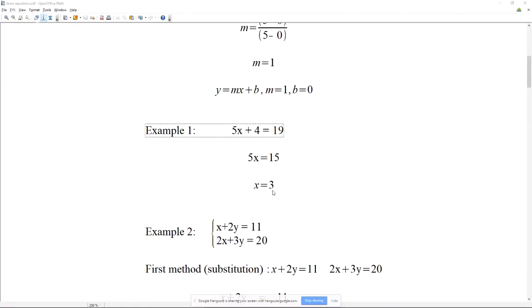Now, you should always validate and verify your answer, which I didn't do here for sake of space, but I think I did on the next one. But if I validate this, how do I validate that this is the correct answer? You plug 3 into x, so 3 goes into x. 5 times 3 is 15 plus 4. I'm left with 19. Okay, so that's how you'd validate that. That's how you know you got the right answer.